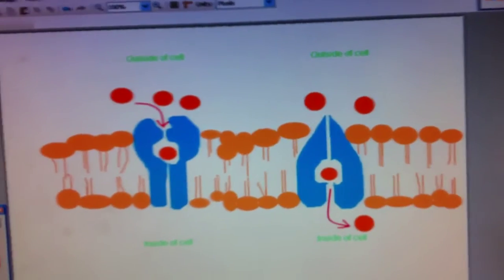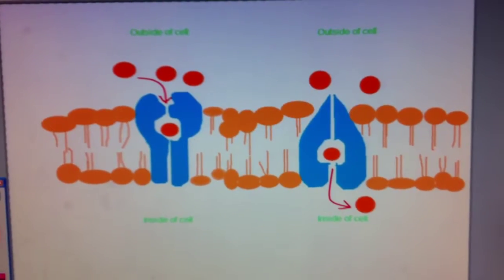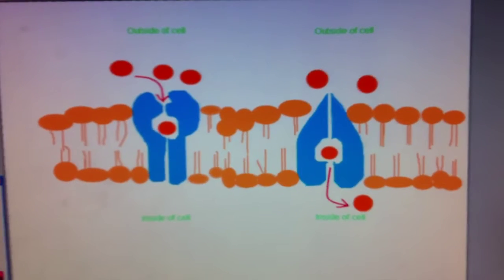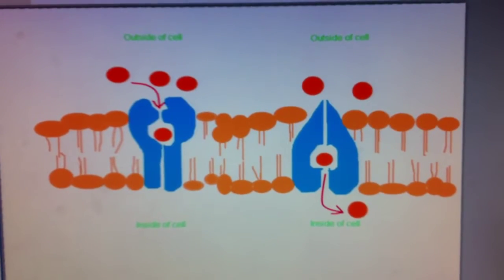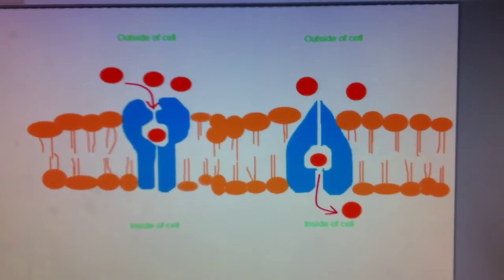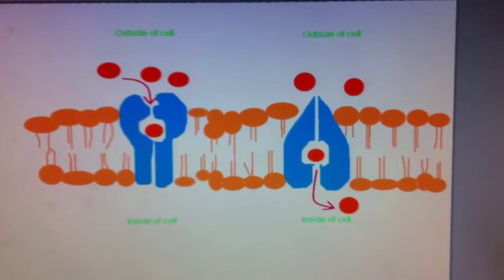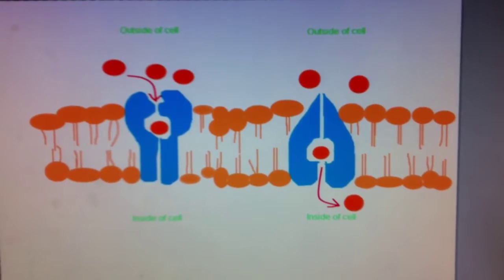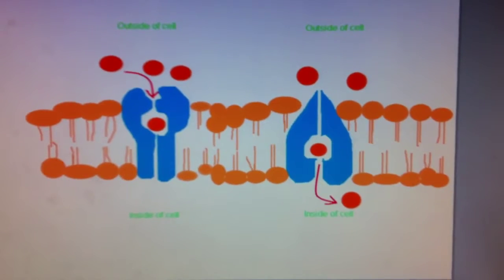In the picture, on the one on the left, the molecule outside the cell binds to a carrier protein on the cell membrane. On the second picture on the right, the carrier protein changes shape, which releases the molecule inside the cell.